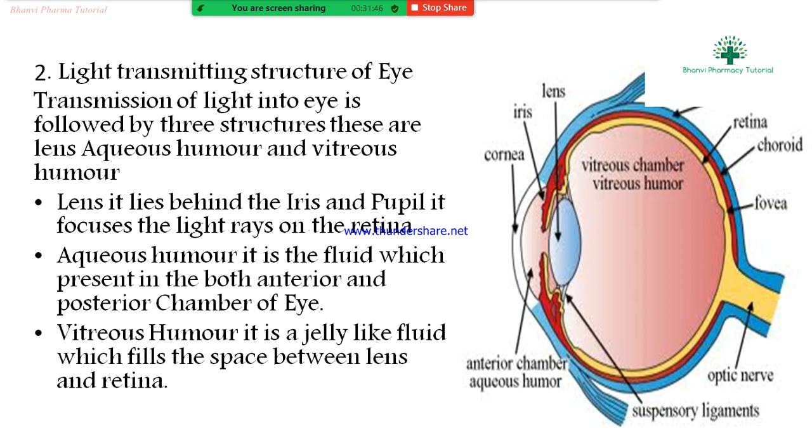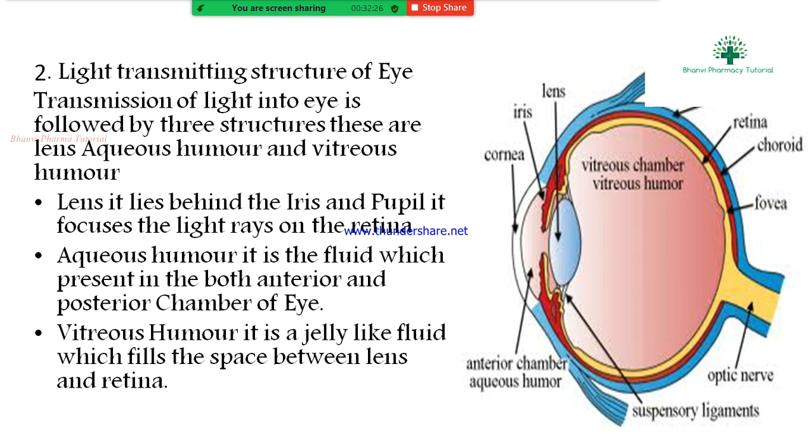The lens lies behind the iris and pupil. You can see in the diagram, this is the iris, this is the pupil, at the center. The lens focuses the light rays on the retina. This is the retina. The lens lies behind the iris and pupil and focuses the light rays on the retina.